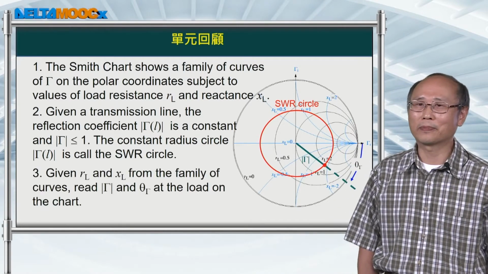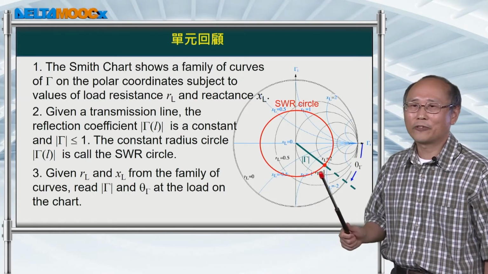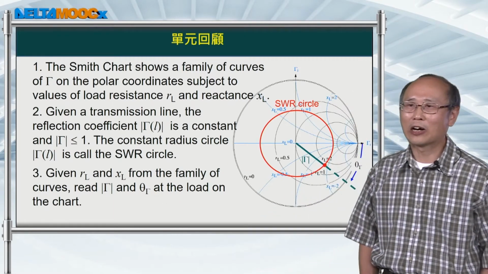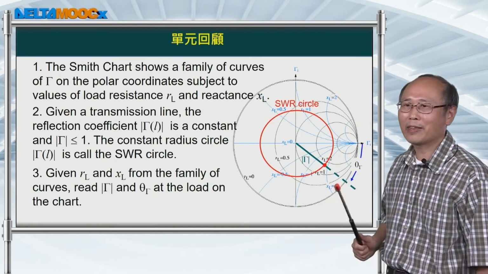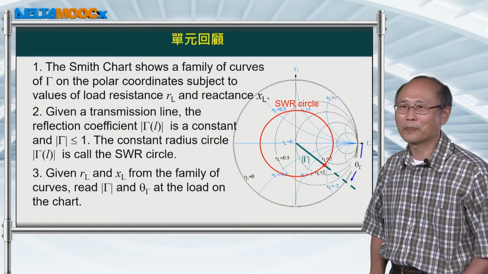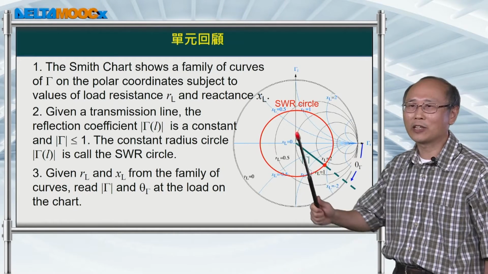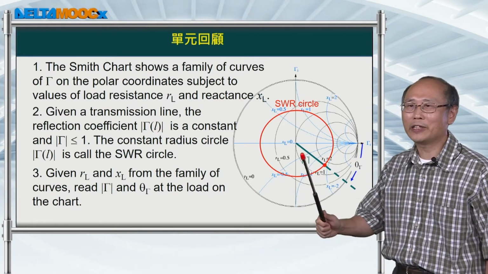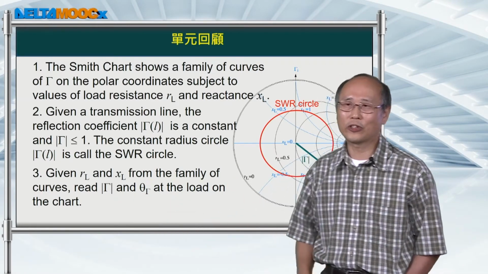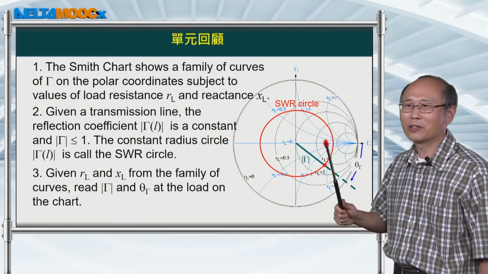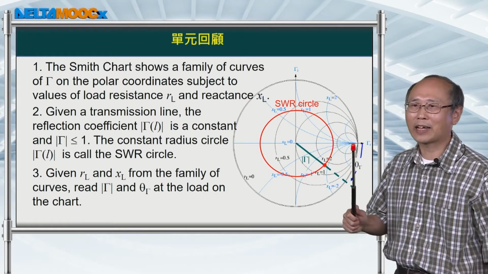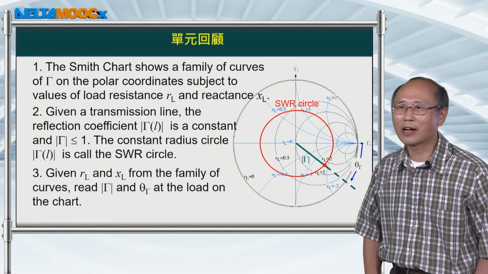The radius of this circle is a constant because on a given transmission line, the magnitude of gamma is already fixed. If you want to find the reflection coefficient, including the phase, from a load impedance, then you identify the value of the load impedance on this Smith chart and draw the standing wave ratio circle. The radius of this circle gives you the magnitude of the reflection coefficient, and the phase angle is measured from the real axis to this green line.